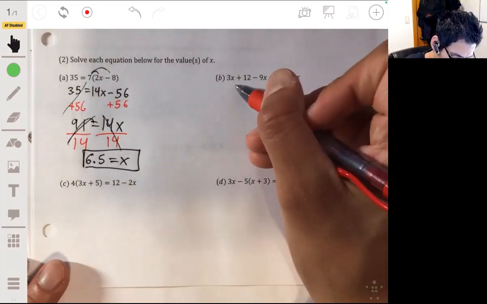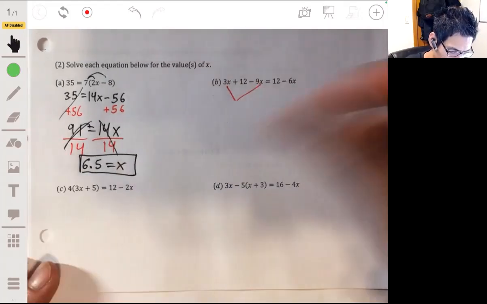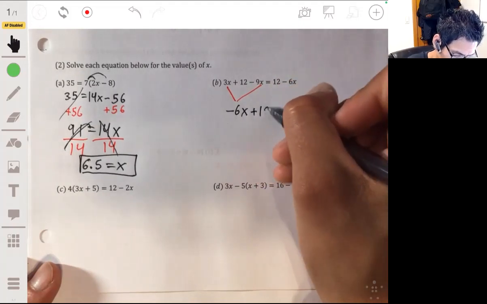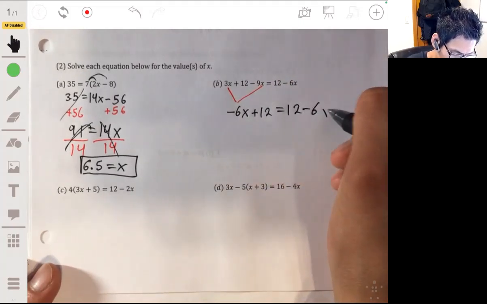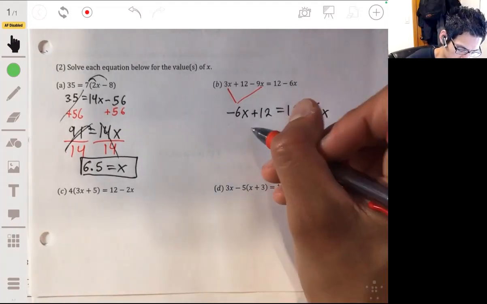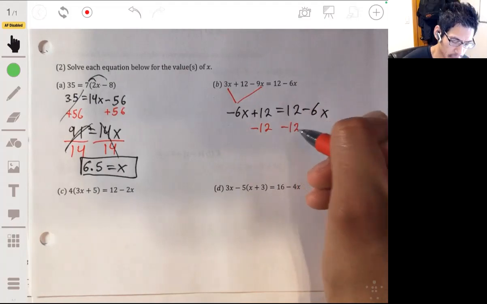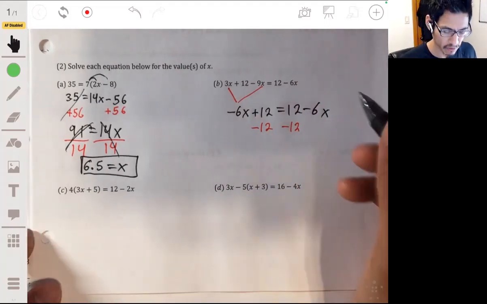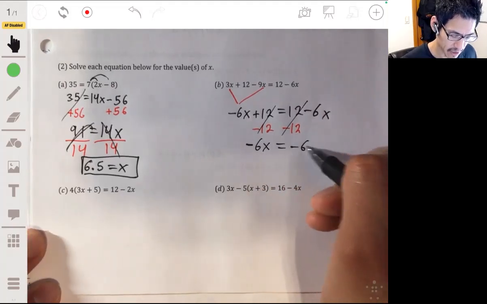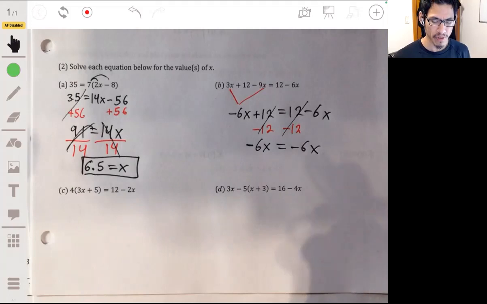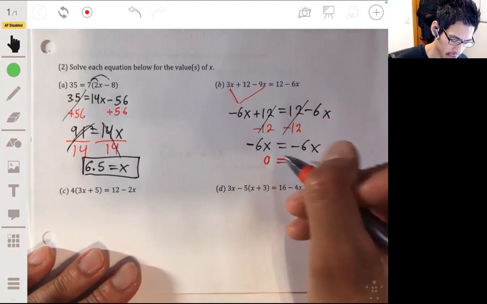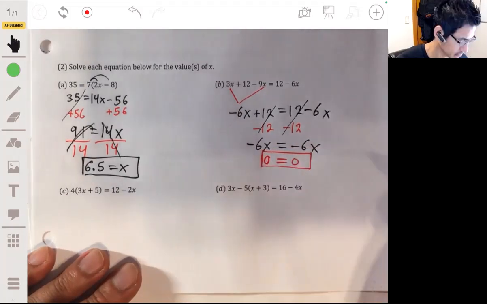All right, B. Let's combine the 3x and minus 9x. So we'll have -6x plus 12 equals 12 minus 6x. Now here you can start to see that both sides actually have the same terms, but let's just keep on going. Let's take away 12 from both sides. So we'll get -6x equals -6x. If you were to subtract both of these, you're going to end up with 0 equals 0. You're going to end up with an identity equation.